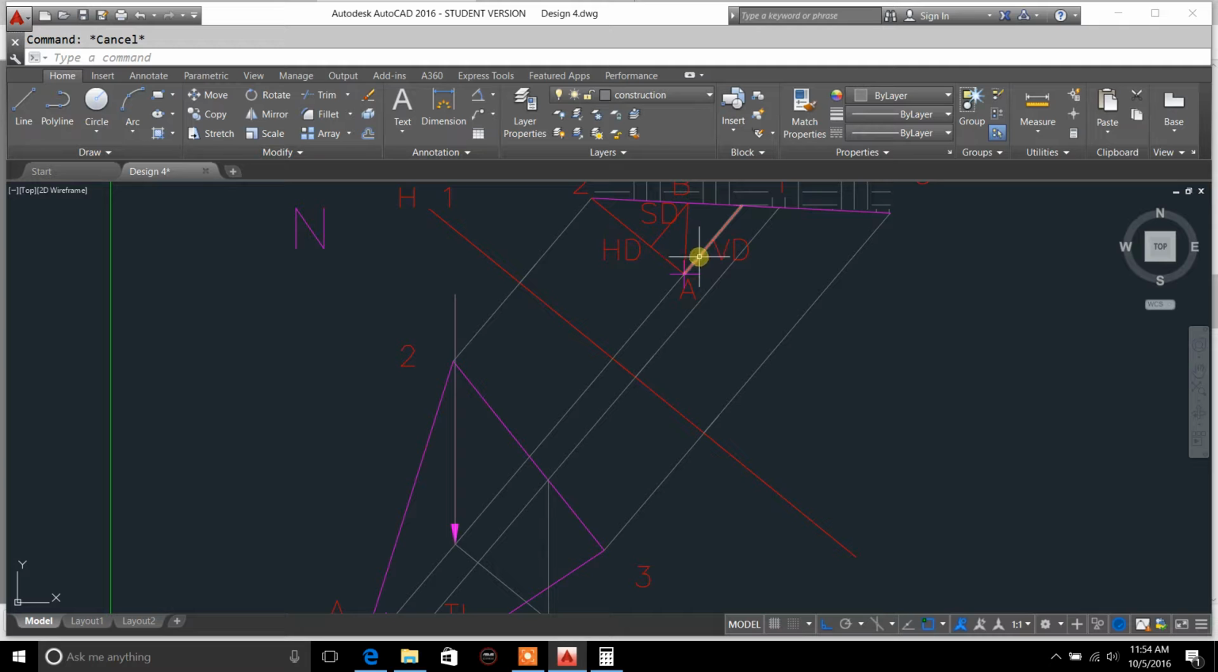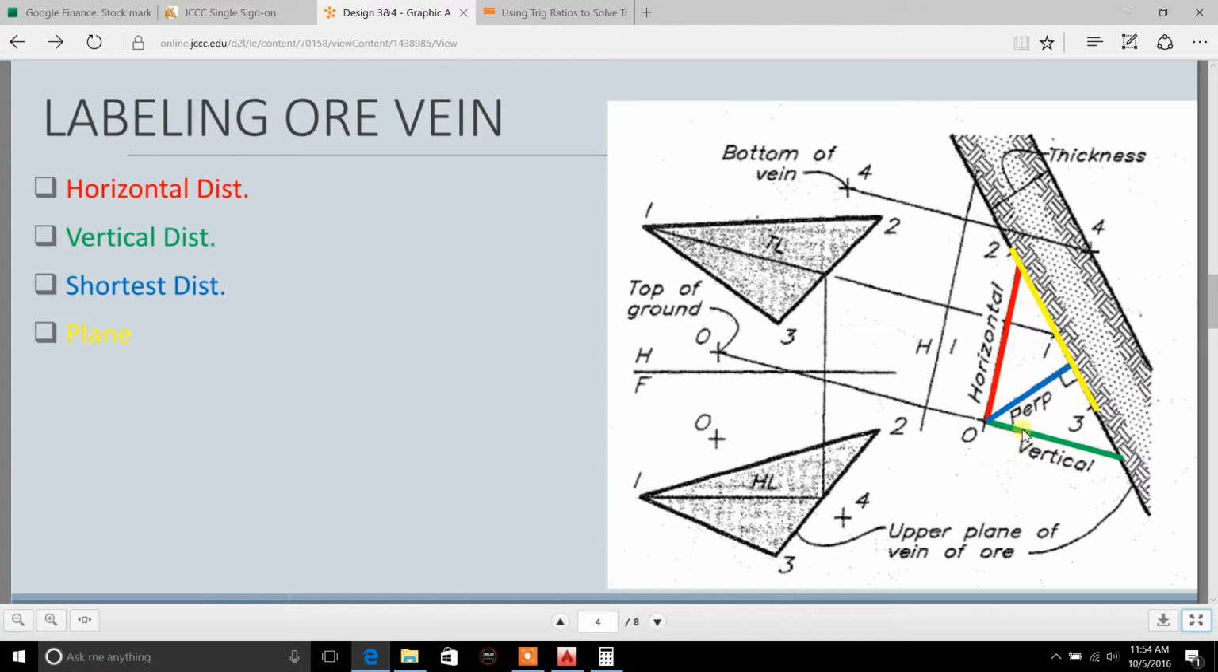Your vertical distance is right here. That would be perpendicular as well to your horizontal distance. It's going to intersect right there at point A and the horizontal distance. Just draw it straight up to where it intersects with your edge view. And then we'll go back here real quick.